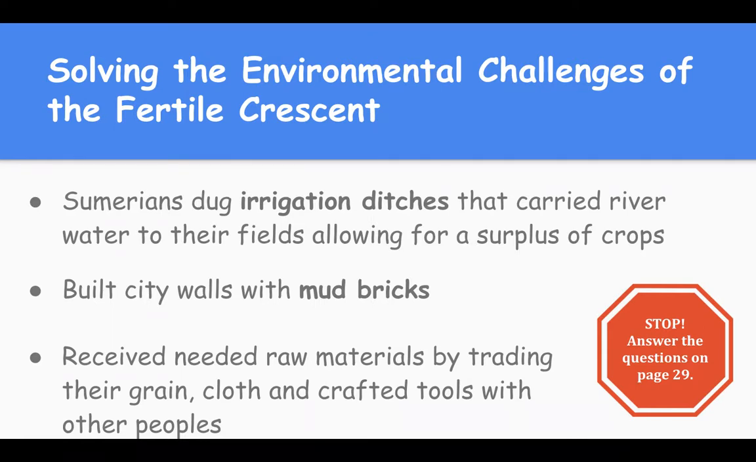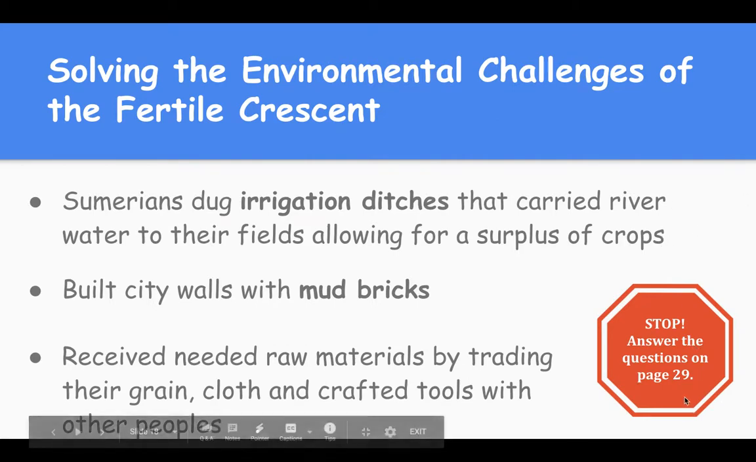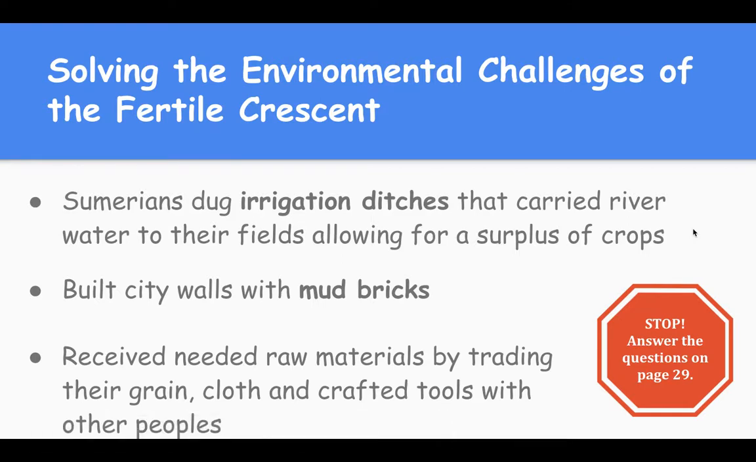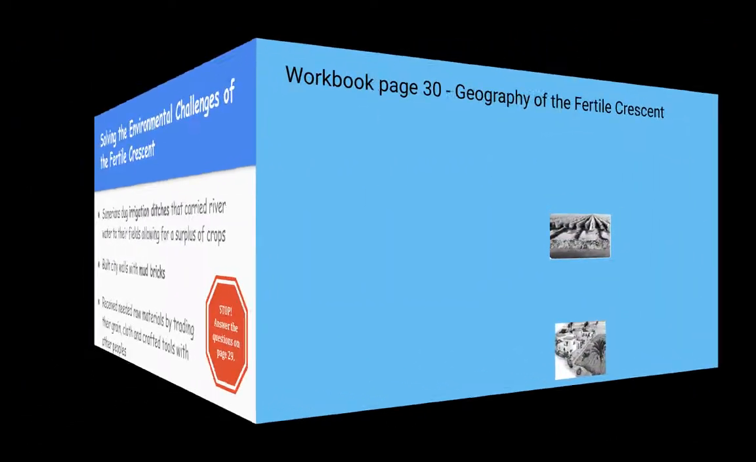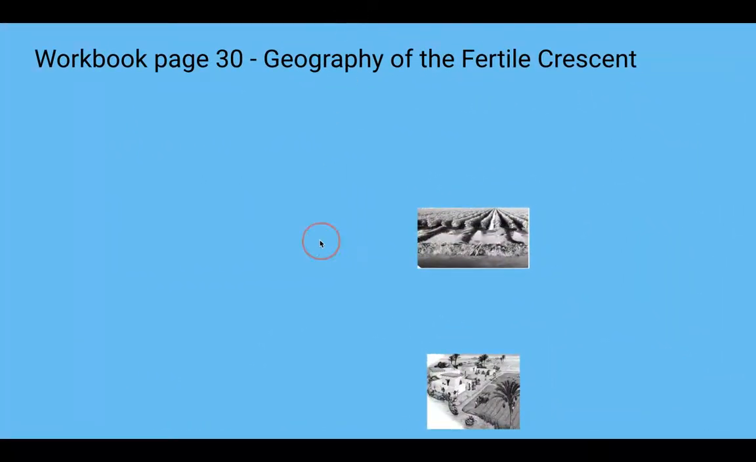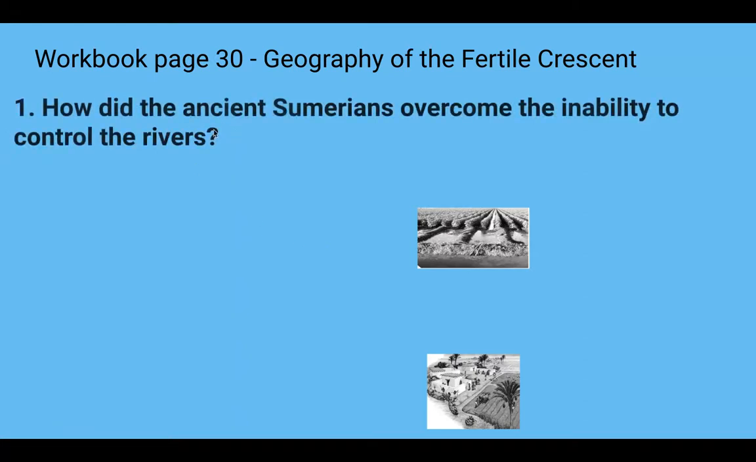All right, let's do a quick review on page, sorry, that should say page 30. So we're going to go to the quick review on page 30. At least this is right. All right, so question number 1. How did the ancient Sumerians overcome the inability to control the rivers? Here's a little hint. Okay, I want you to answer that question. Press play to review.